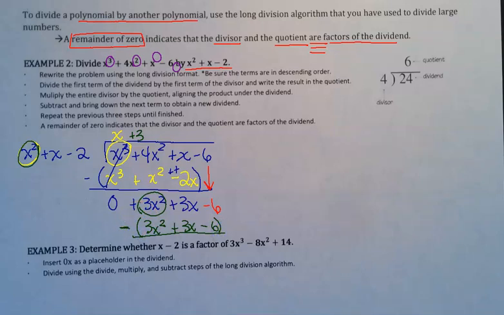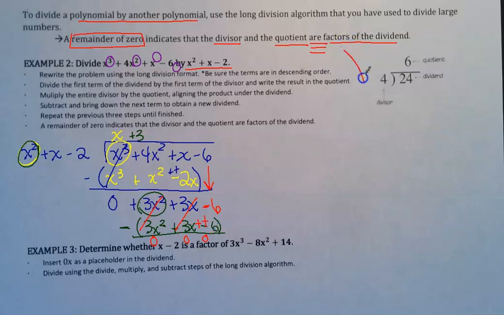All right, so 3x squared minus 3x squared cancels and leaves me with no x squareds. 3x minus 3x, that cancels and leaves me with no x's. Yay! Negative 6 minus negative 6, we've got to think that's going to be plus a positive. So negative 6 plus 6 is 0. So I am done and I have no remainders.